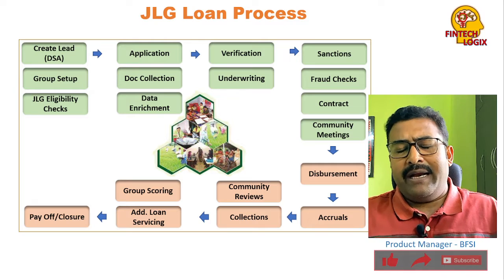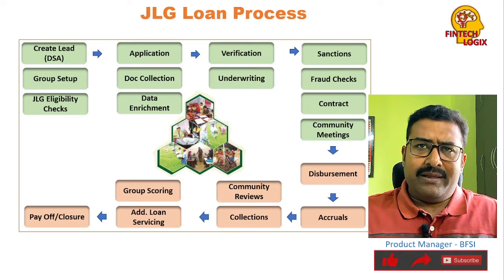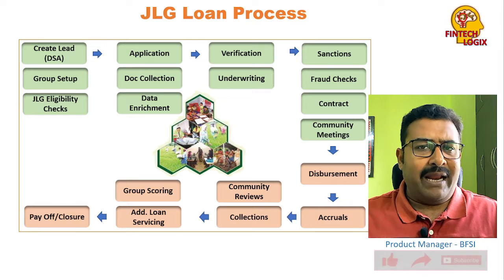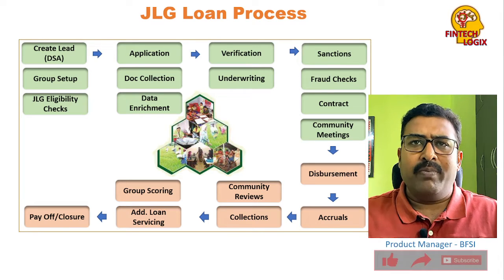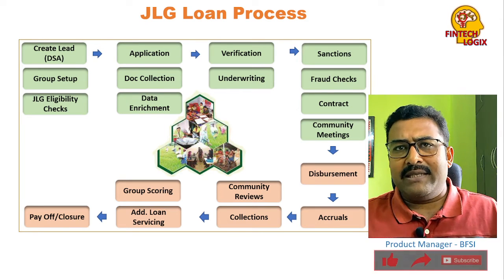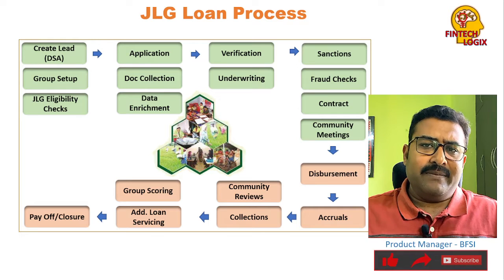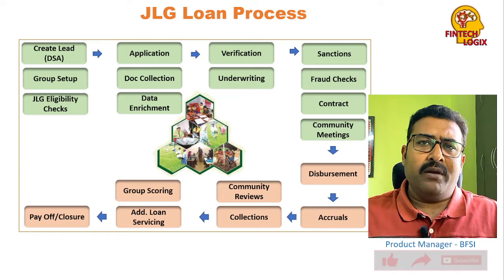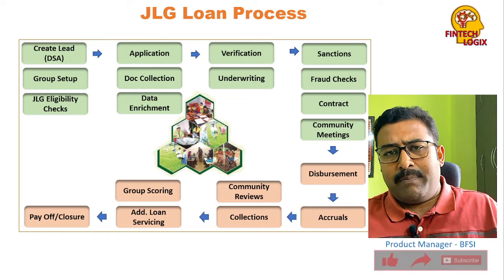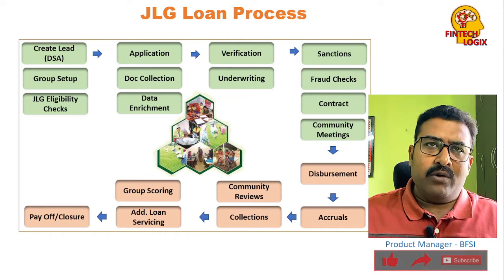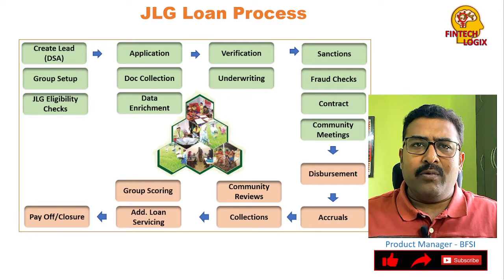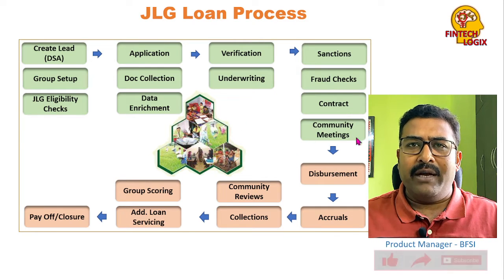If the underwriting is successful, then a sanction is given that, okay, loan can be extended to the members of the group. Fraud check is done, and there is creation of a contract unlike any other loan cycle. Now one process is unique to JLG here, which is community meetings, which you would see here.